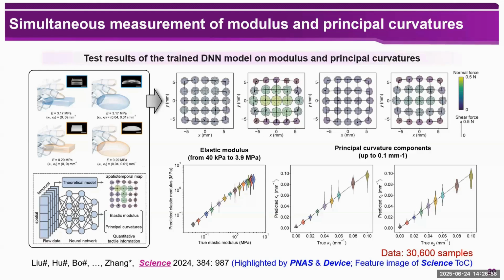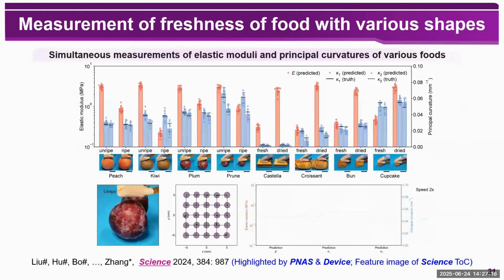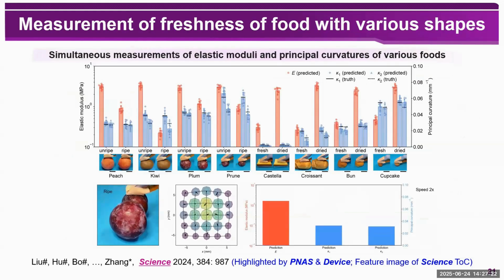So from this set of results, you can see good predictions of the elastic moduli in the range from 40 kilopascal to around 4 megapascal. And also very good agreements can be observed between the prediction of principal curvature components and the true value. So this kind of 3D skin device can be integrated with robotics for many different applications.